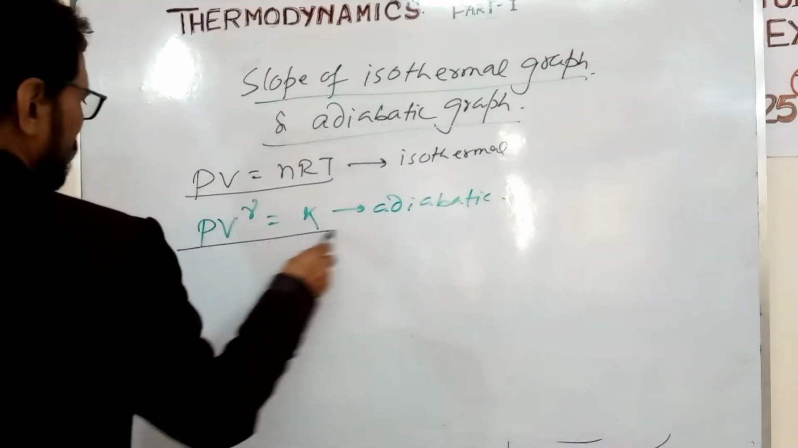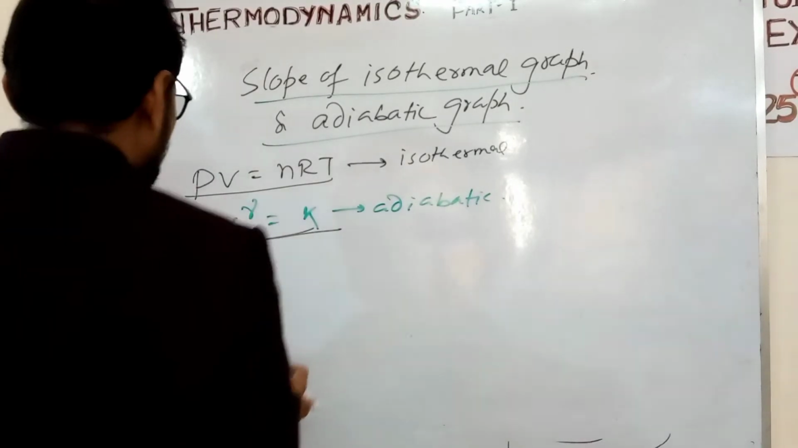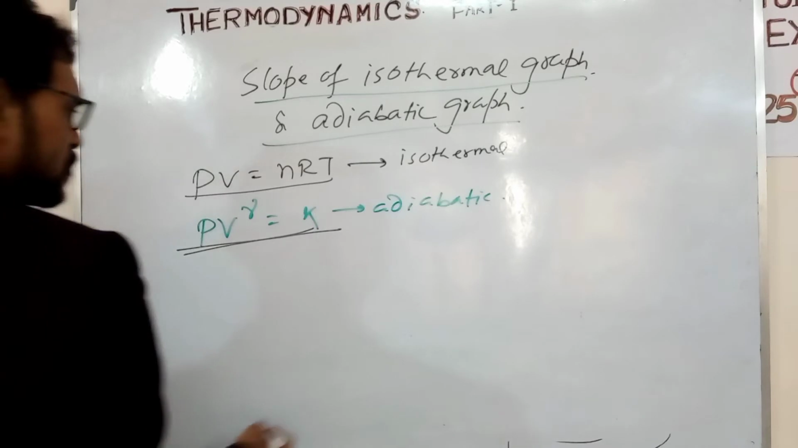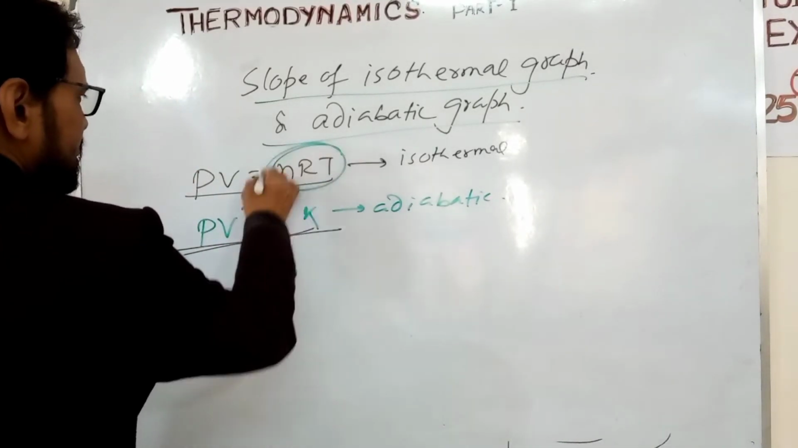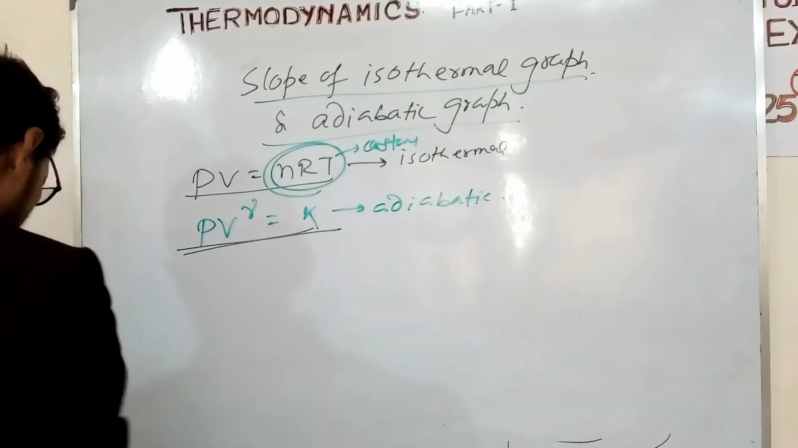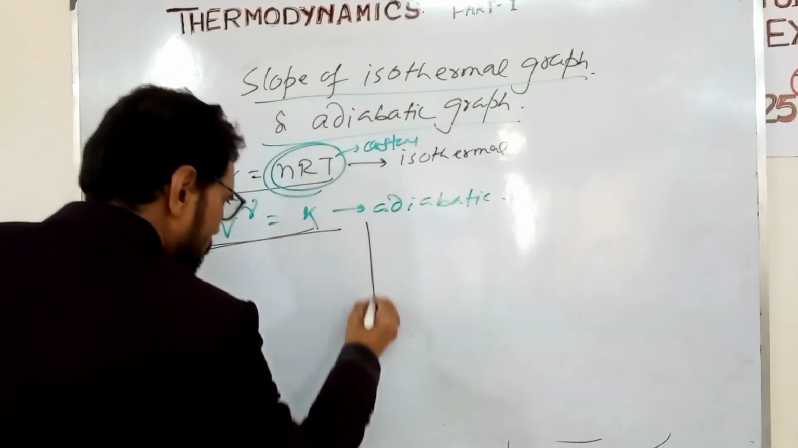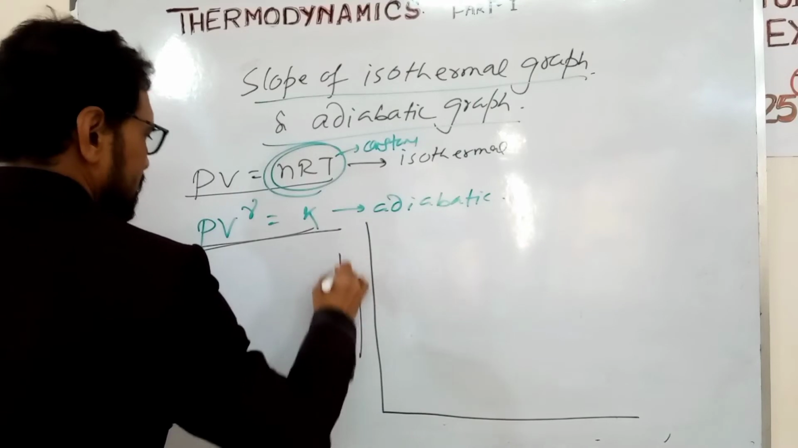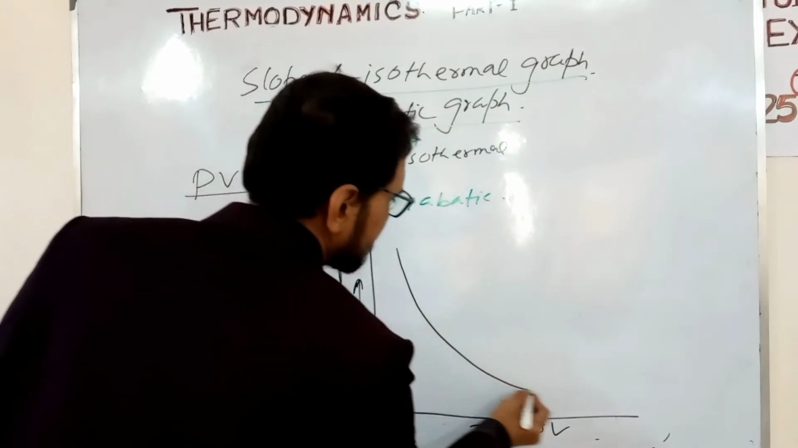Now we want to calculate the slope of the isothermal graph. PV = nRT, so PV = constant for isothermal. This is P, this is V, PV = constant, and the graph is this way.